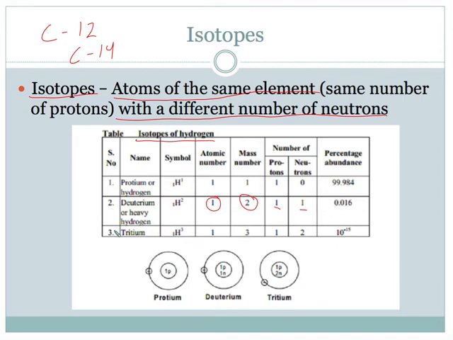And then the last one we have is tritium. Tritium is very, very rare. So tritium is hydrogen 3, which still has atomic number 1 because we're talking hydrogen. Mass is now 3, which means I have 1 proton and 2 neutrons in the nucleus. So those are isotopes of hydrogen.